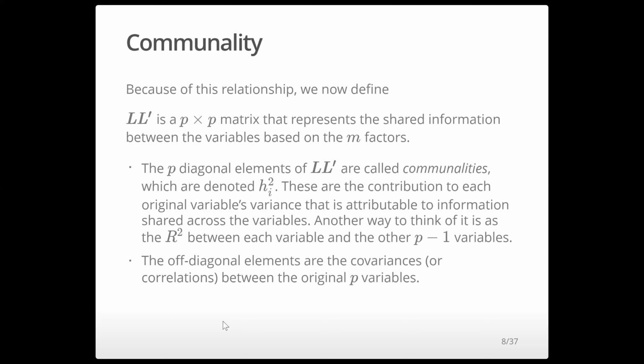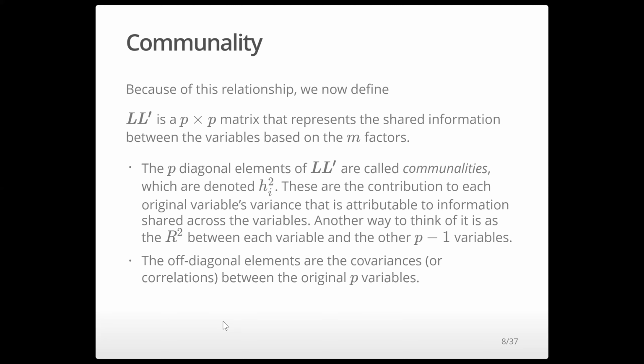This is the information in the variable that's related to the shared information across the variables. So it's the information that goes into each variable that is accountable by the correlations in the data. Another way to think of h squared is it's like an R squared value for each variable regressed on the other P minus 1 variables.